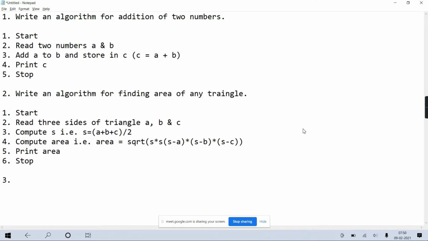Next example I'll give you: find out whether the number is positive or negative. Okay, meaning we have to accept a number and check whether the number is positive or negative. So write an algorithm to find whether a given number is positive or negative.